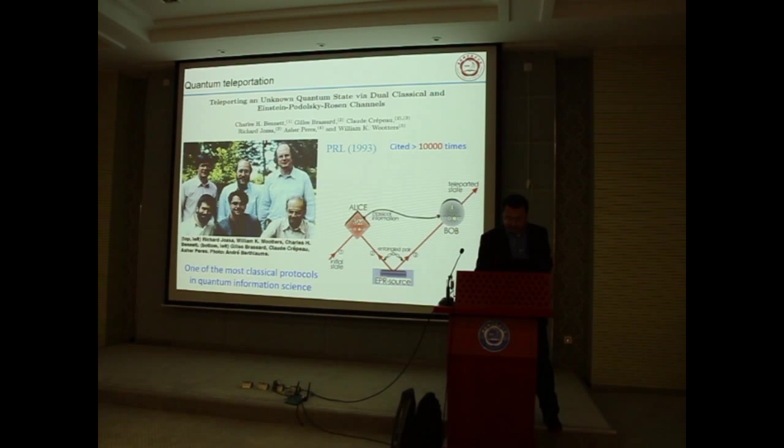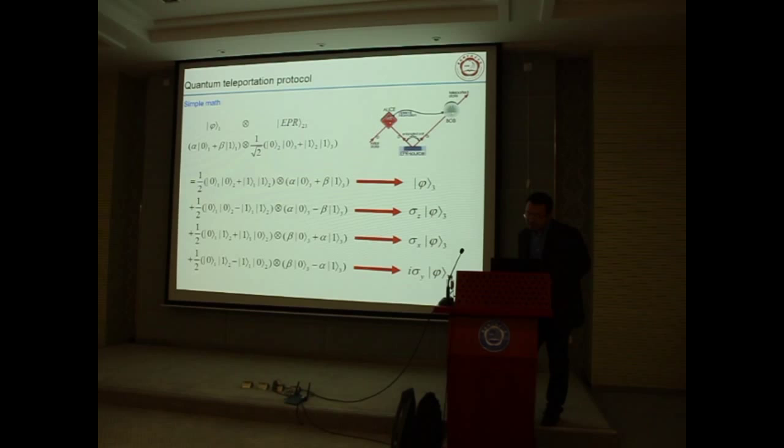And this is the simple math. I think everybody is familiar with this. And there are two necessary conditions. The first is an EPR source of quantum entanglement, and the second is a Bell state measurement.